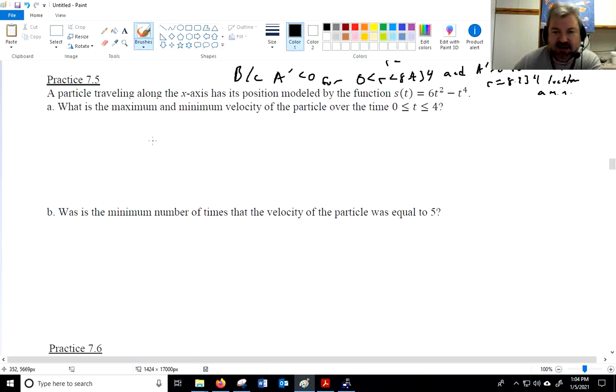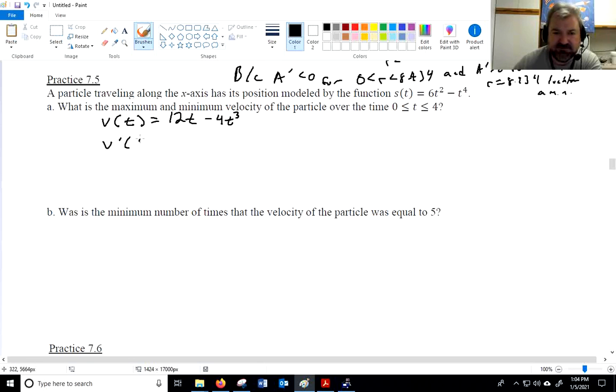All right, we want to find the maximum and minimum velocity. So, of course, the first thing I need is the velocity, which is the derivative of position. So that's 12t minus 4t cubed. But if I'm going to maximize or minimize velocity, I need the derivative of velocity, which is acceleration.